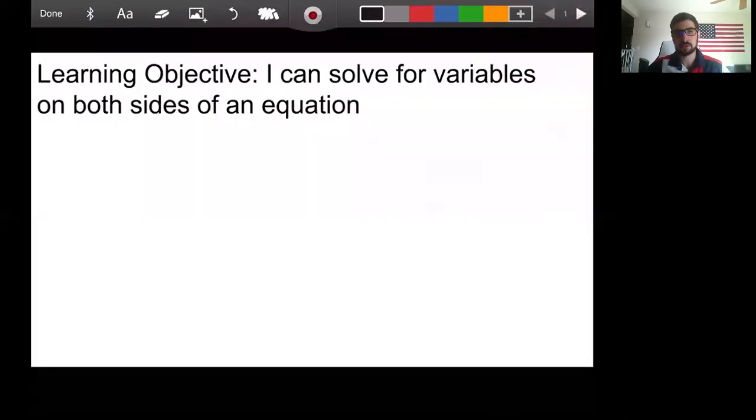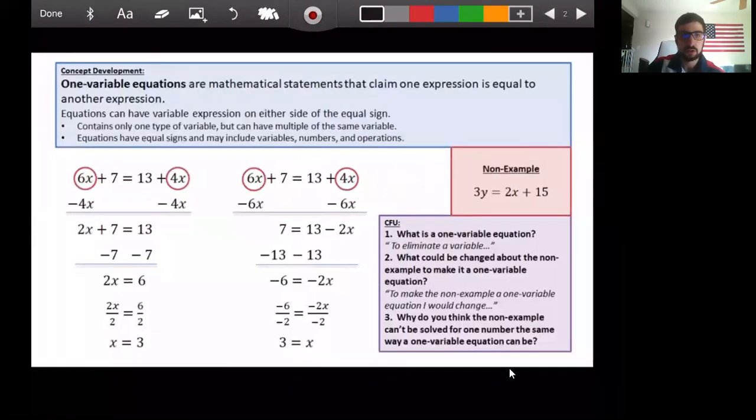All right, so we're going to go pretty quick through this. There's not much difference to what you've done before. So today we're going to solve for variables on both sides of an equation. So we're going to solve equations when there are variables on both sides. So you'll see we solve our normal equation. A one variable equation is when we only have one variable. So right here you can see in our example, we just have an x.